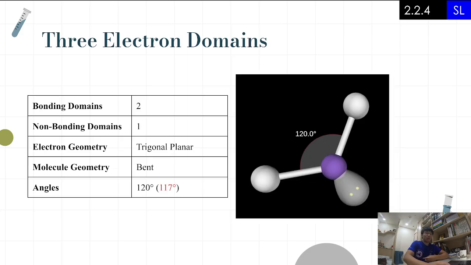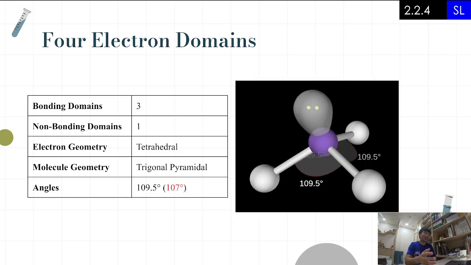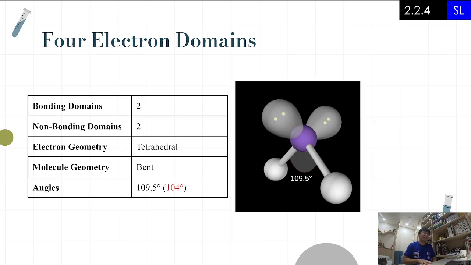But if it has one lone pair, it'll be bent, where the angle will be approximately 120 degrees. In reality, it'll be closer to around 117, but just write 120 on a test. It's not exactly accurate, but remember lone pairs repel more. For four electron domains, it's tetrahedral, and if there's one lone pair, it becomes trigonal pyramidal. If it has two lone pairs, it becomes bent.